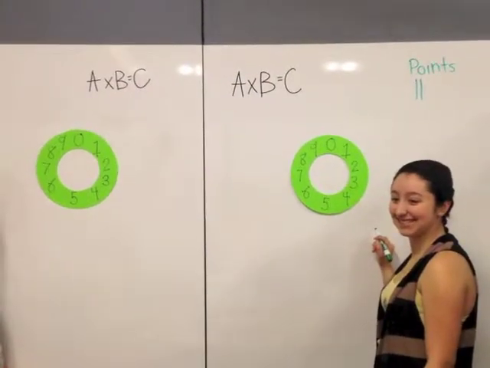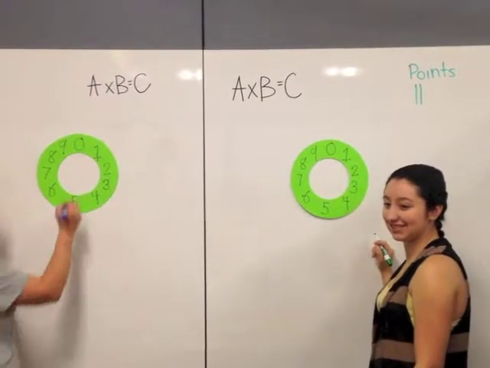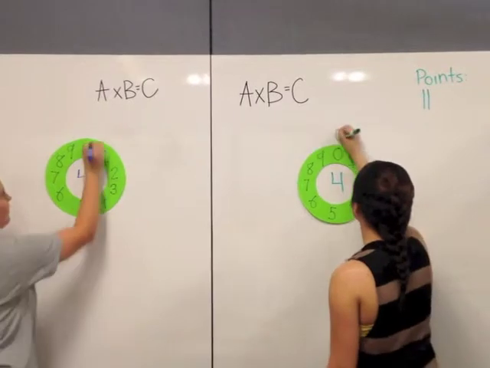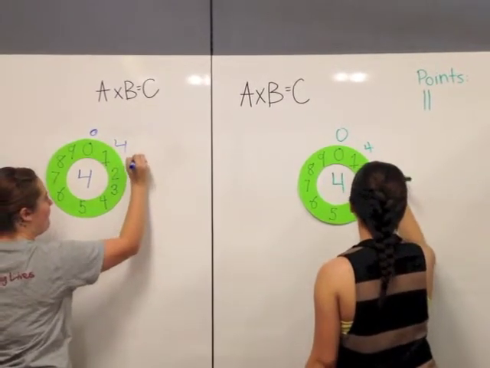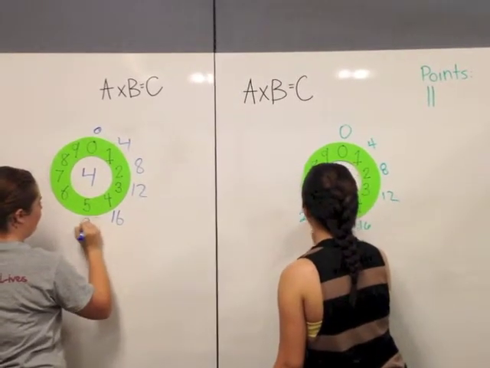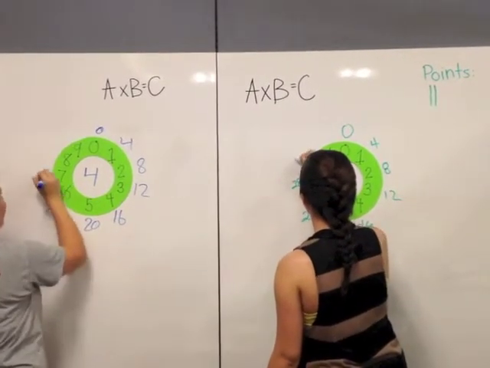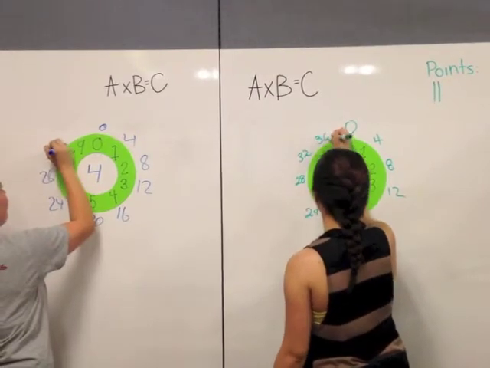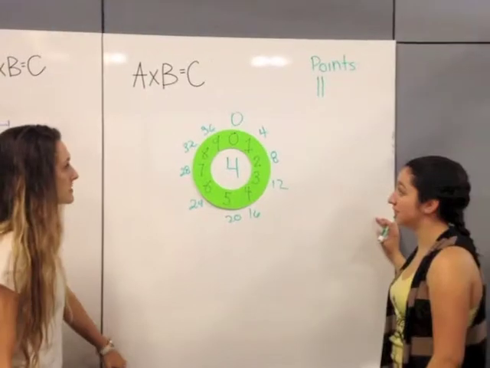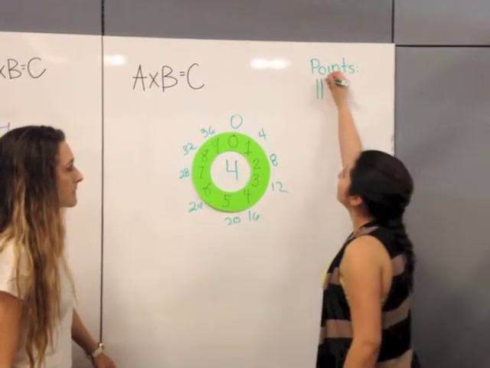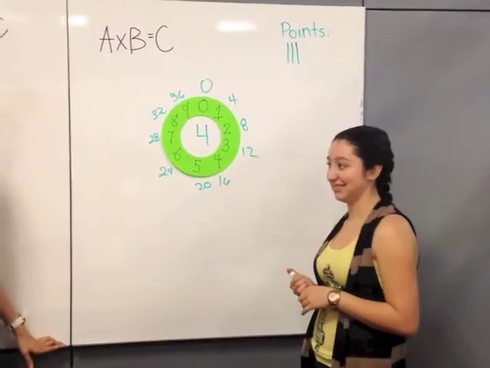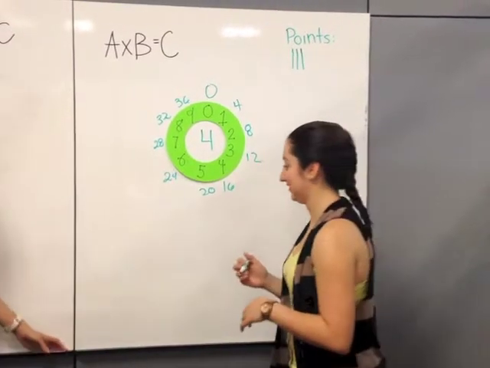For this round, we're going to put 4 in the middle. Ready, go. Good job. Go ahead and give yourself a point. Now we're going to be working with the distributive property. The equation is 4 times 3.